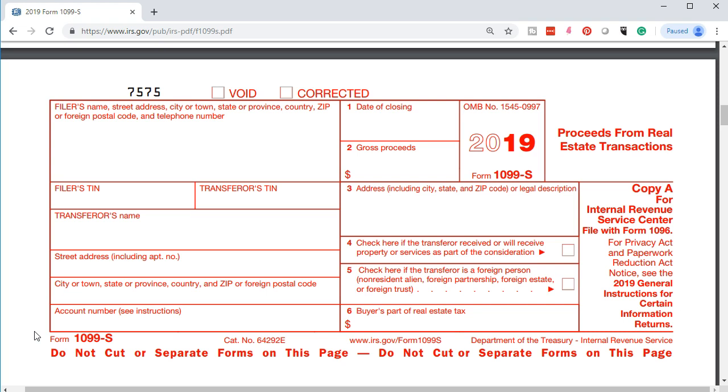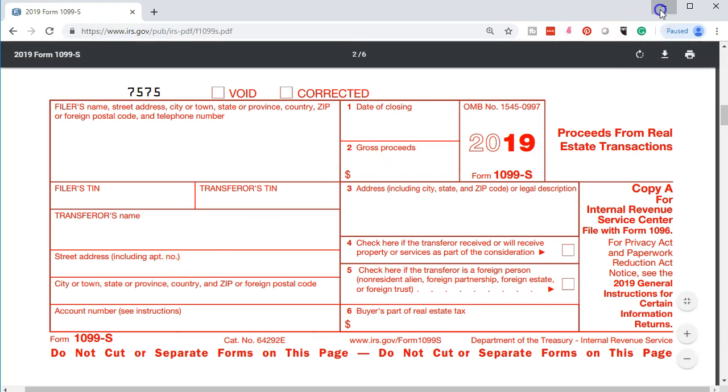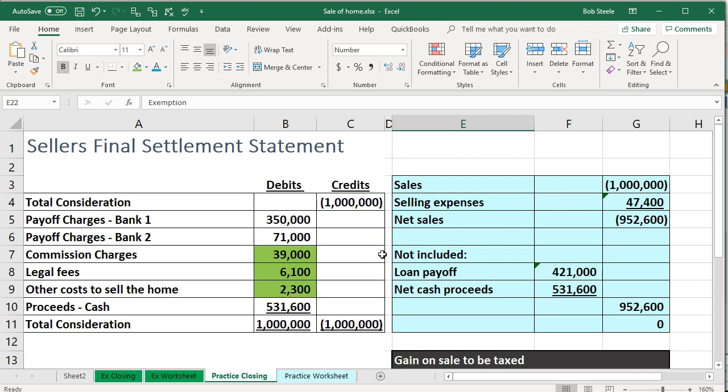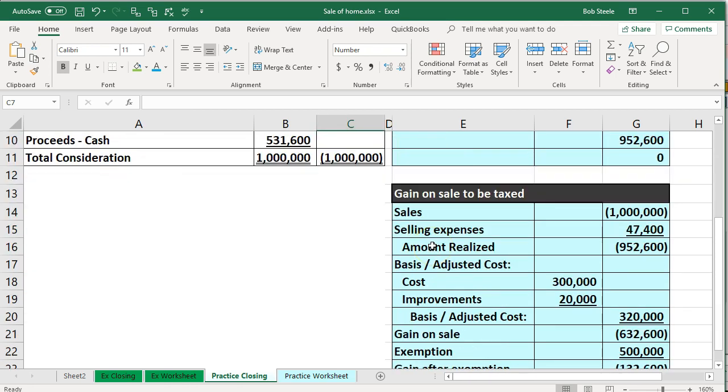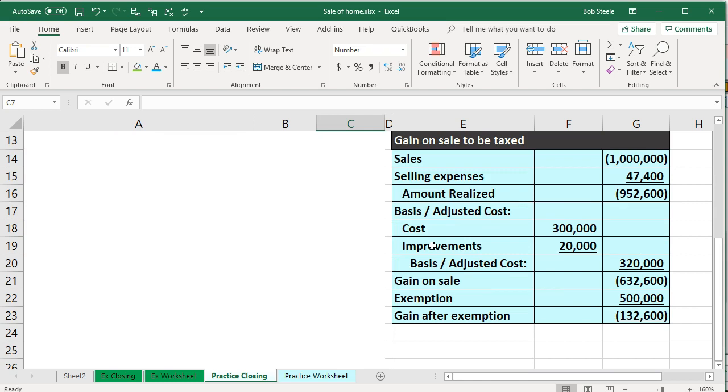One of those being the Form 1099-S, which is going to be the proceeds from the sale of the real estate transactions. We also took a look at a mock settlement statement, a closing type statement for the sale of property, the sale of the home. We then took a look at how to have a short type of calculation to figure out what the gain or loss would be, as well as an estimate of what the exemption amount would be and the gain or loss after the exemption.